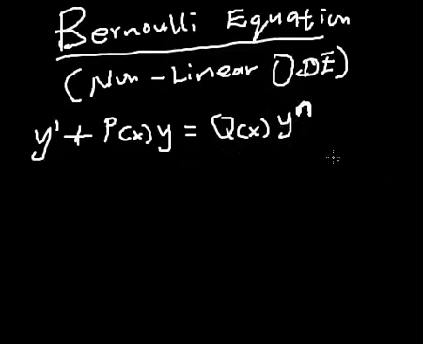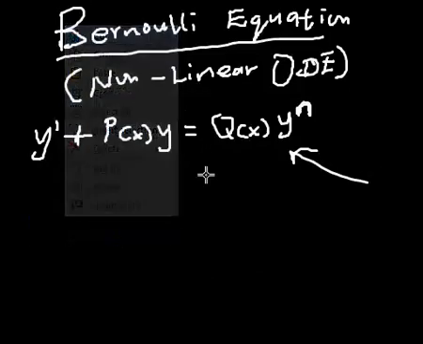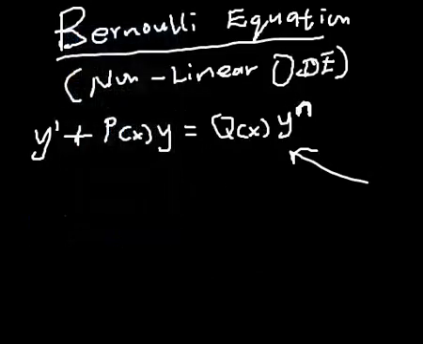Because of this y raised to the power n attached to Q of x, this equation is now non-linear, right? So how do you evaluate such an ODE? Because of course I can't apply this formula of y equal to this divided by the integrating factor. So for me to actually solve this, I need to linearize it, okay? How do I go through the process of linearizing this particular nonlinear ODE?